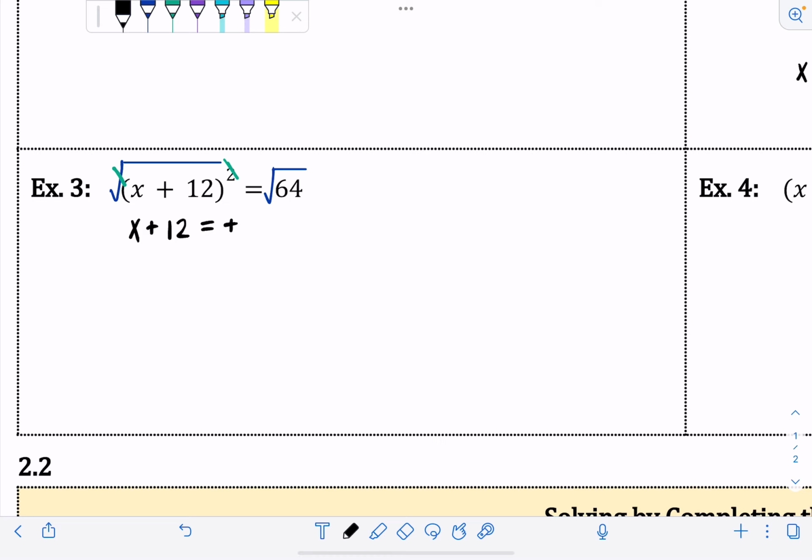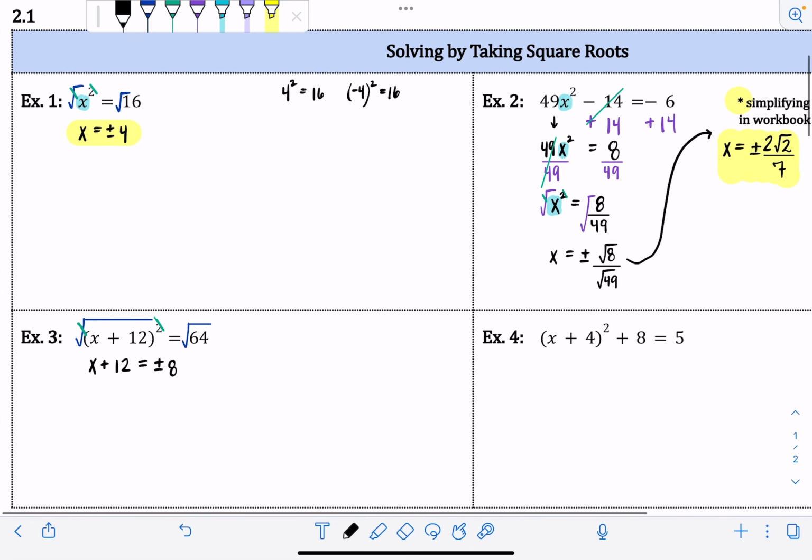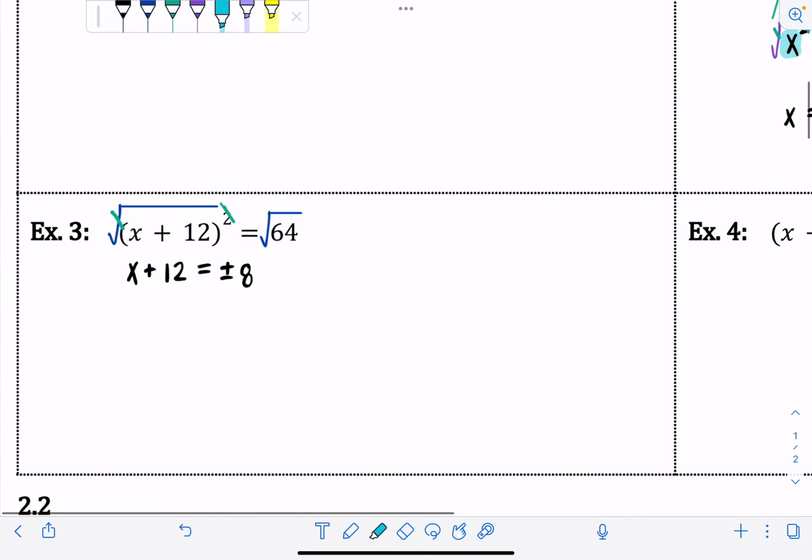And then from here, anytime this happens, I'm going to compare this back up to example 1. So when we took the square root of 16 and got plus or minus 4, we were done there because this x was isolated. In this case, the x is not isolated. We would need to go ahead and cancel it out. So I'm going to go ahead and subtract 12 from both sides to get x isolated.